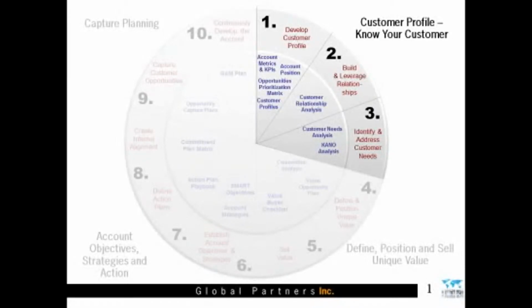The first step is addressed by what we call Know Your Customer, creating the customer profile. And this covers steps 1, 2, and 3 of our 10-step process. Lots of strategic account management processes will require the account managers to understand the background. Everybody nowadays understands that you need to read the annual reports and keep up on the quarterly updates. Our process goes further than that, okay?